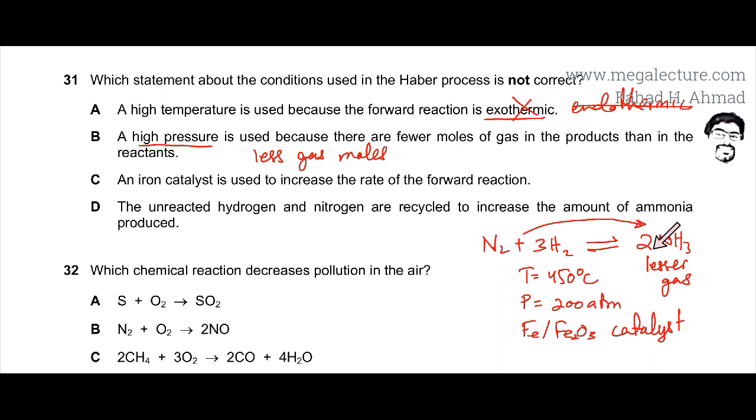So this is correct. A higher pressure is used because there are fewer moles of gas in the products than in the reactants. So more products would be produced. So this statement is going to be your correct statement. We're going to check C and D as well.